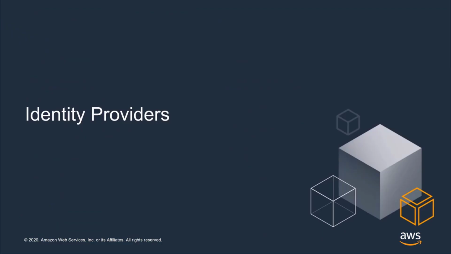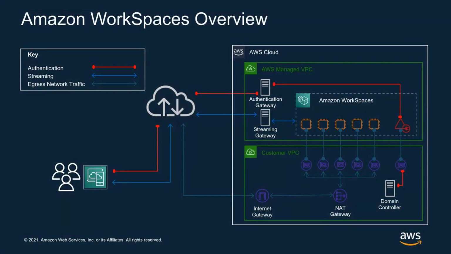Identity providers, I mean, that is the name of the game. That's where our users come from. And it's important to take a look at the overview of these services because the way we handle identity providers is a little different between WorkSpaces and AppStream. So take a look here at the Amazon WorkSpaces overview.